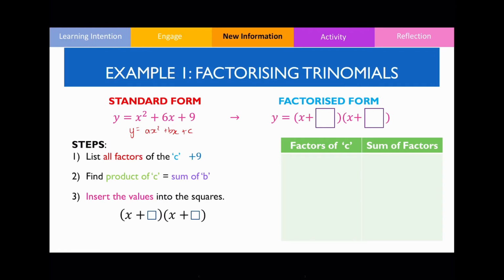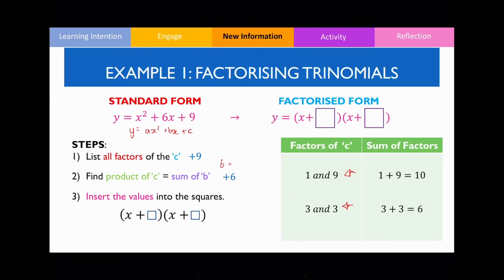What I do next is state all the factors. So two numbers that multiply to give you 9 are 1 and 9. Another one is going to be 3 multiplied by 3, okay? Now, the second step is I want to find a product of c such that it will equal the sum of b. The sum of b in this example is 6. So b is equal to 6, okay? So therefore, I want to add these two together, and these two together, okay? If I do this, it equals 10 for the first one, but for my second factor pair, this is going to equal 6.